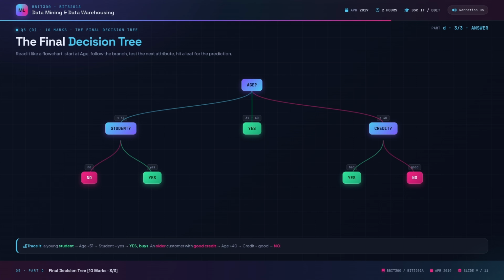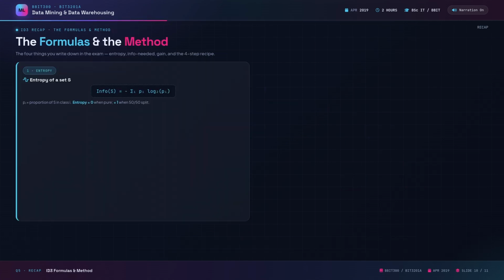Slide 10, a quick recap of the formulas and the method, because these are what you write down in the exam. The entropy of a set S with C classes is minus the sum over each class of P sub i log 2 of P sub i, where P sub i is the proportion of S belonging to class i. Entropy is naught when the set is pure, and 1 when the classes are evenly split. The information needed after splitting S on attribute A is the weighted sum of the entropies of each subset produced. And the information gain is the total entropy of S minus that weighted information. Pick the attribute that maximizes it.